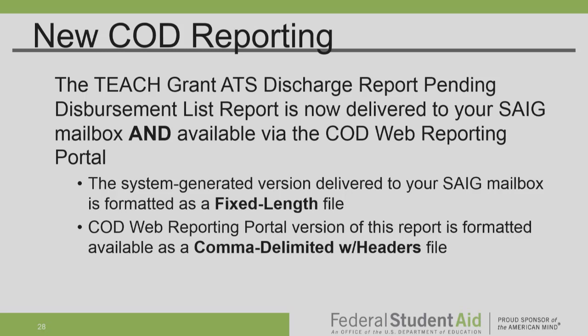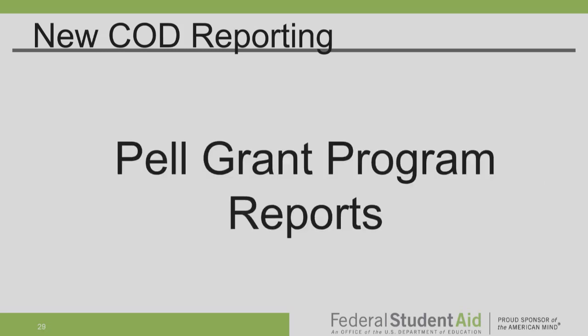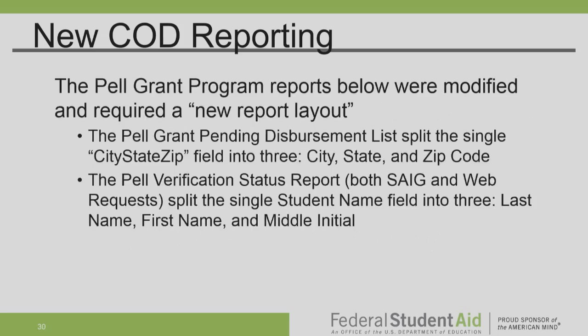If it's going to your SAIG mailbox, this is another of the few that are still in fixed length file format. And the one on the reporting portal is going to be in comma delimited with headers. Again, making it easier for you to bring down into an Excel type spreadsheet. Let's go take a look at some Pell Grant reports. Then we're going to go look at some screens as well.